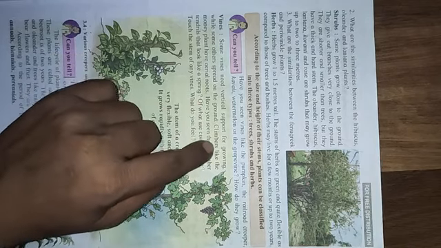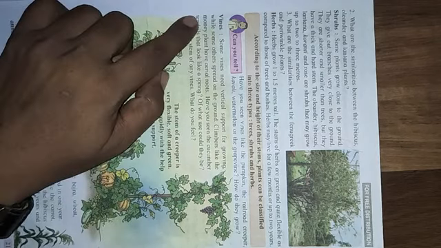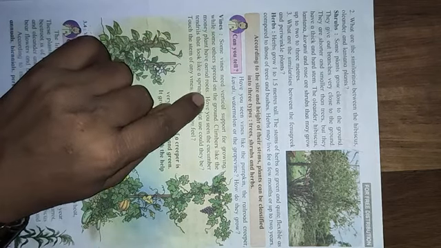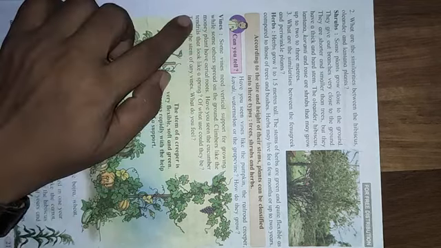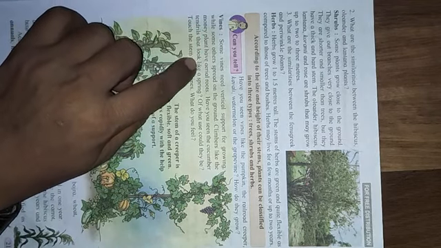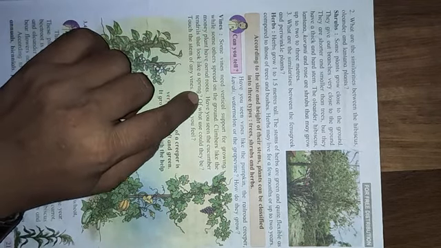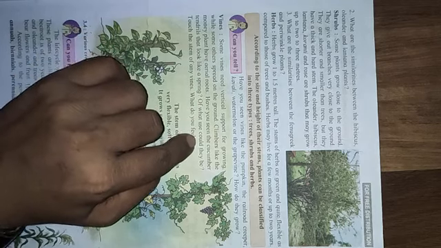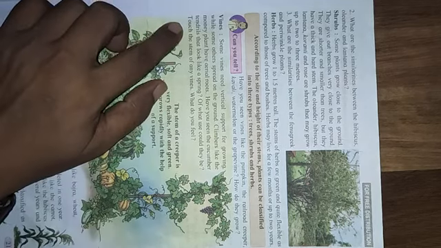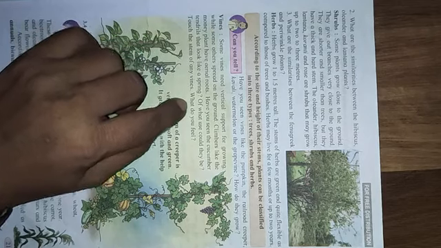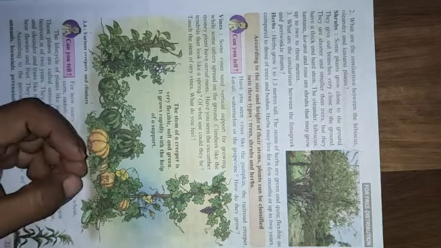Climbers like the money plant have aerial roots. Have you seen the cucumber tendrils that look like a spring? Of what use could they be? Touch the stem of the vines. What do you feel? The vines are very soft and smooth.